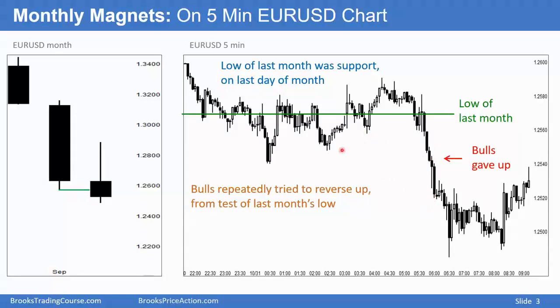Different computers are using different lows as the signal to get out of longs and to get short. All three are important, and you can see the market just collapsed and gave up its attempt to try to hold above last month's low. And this month closed below last month's low. This is the close of the month. It's below last month's low.